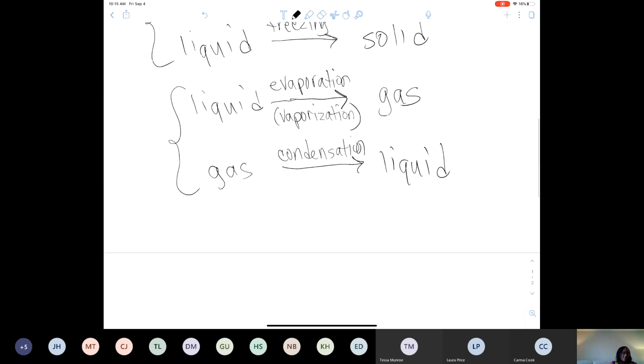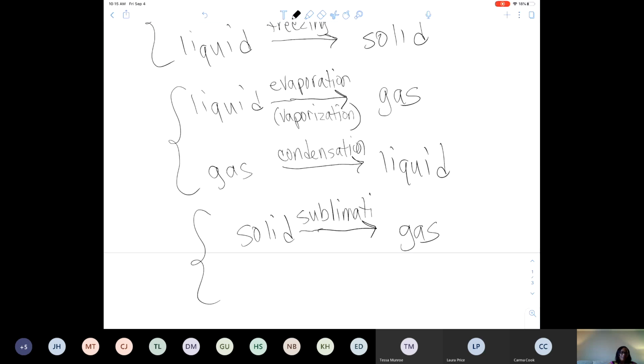And then the third set is that we can go from a solid directly to a gas. And that's called sublimation. And that is the subject of part D, simply sublime. And then with this one, you can also go in the opposite direction. You can convert a gas directly to a solid. And that is called deposition. Part D is going to focus on sublimation.